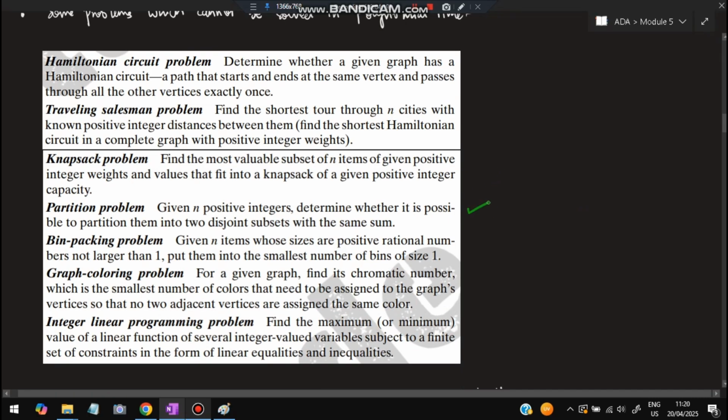Then there is the partition problem, a similar kind of problem where disjoint subsets are there, and we calculate the sum of these subsets. The bin packing problem is also the same thing. There will be bins of size not larger than one, and we put the items inside them.